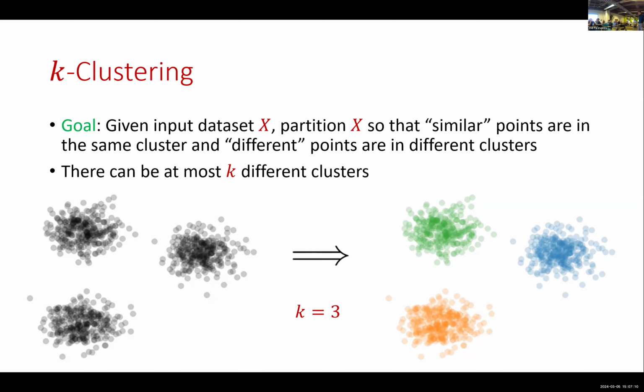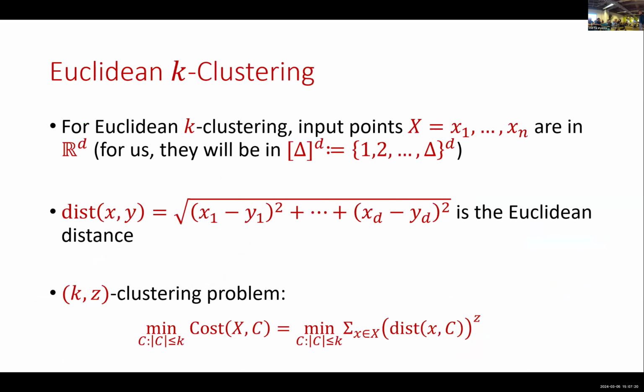We'll just be considering the problem of k-clustering, where we want to split the data set into k groups such that similar points are in the same cluster and different points are in different clusters. For our purposes, we'll consider the setting where the input points live on a grid of dimension d. This is just to make things easier.